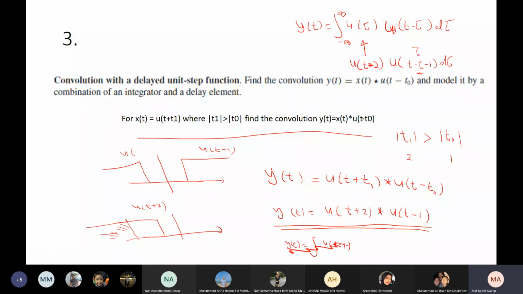Later I'll give the solution next week. I want you to try this. Try this one. Try to do this part.